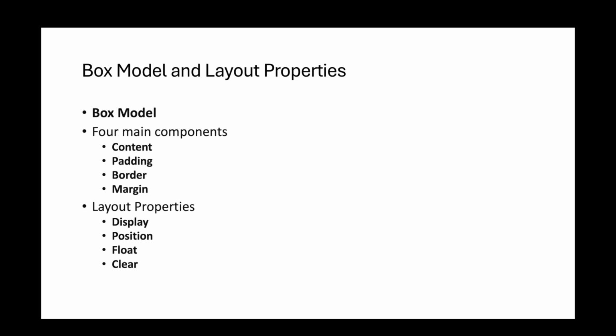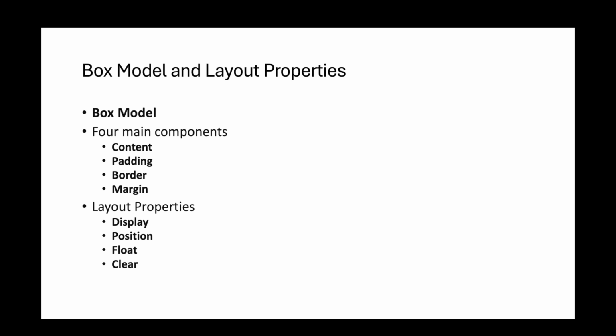Box model. The box model is a fundamental concept in CSS that defines the layout and spacing properties of elements. It consists of four main components. Content, the actual content of the element, such as text or images. Padding, the space between the content and the element's border. Border, the border around the element's padding. Margin, the space between the element's border and adjacent elements.